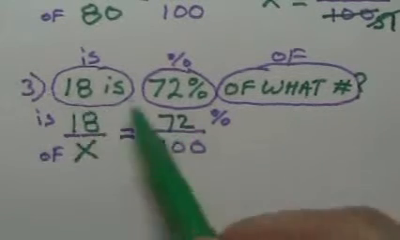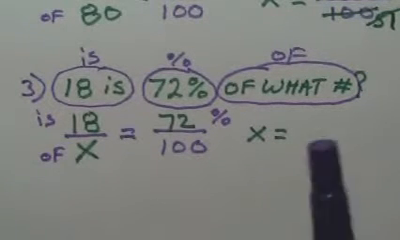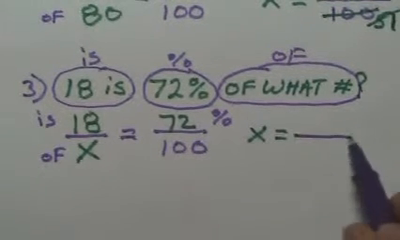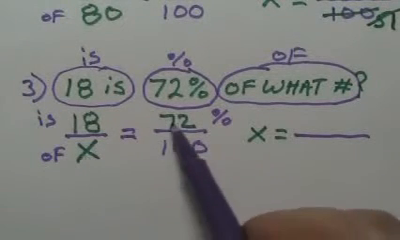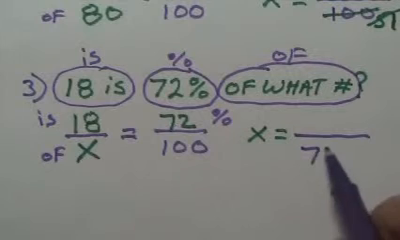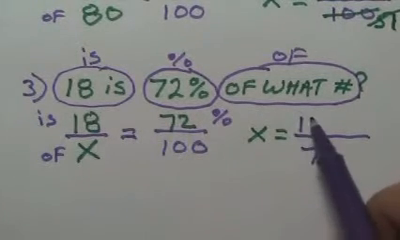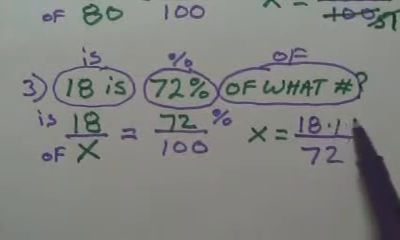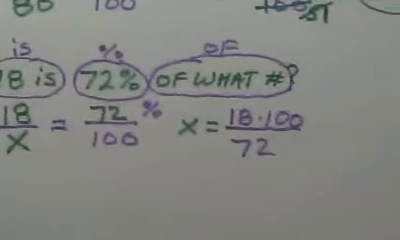Okay, our last problem, number 3. Set this up. Let's see, I want to find the of number. So diagonal of that, 72, that goes on the bottom. The other pair, that goes on top, 18 and 100. And now I simply reduce.